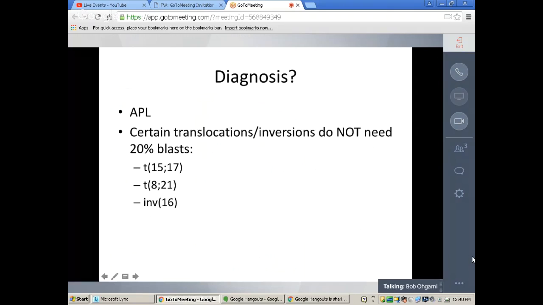The 15;17 translocation, the 8;21 translocation, and inversion 16 or translocation 16;16 don't need 20% blast. If you have even a low level of that translocation in your marrow, you're going to take off and become AML. So the clinic, you need to call it just AML with less than 20% blast. The translocation and whatnot are there.